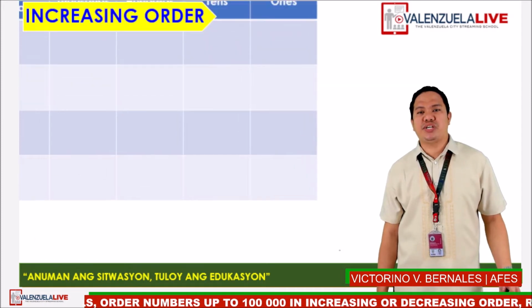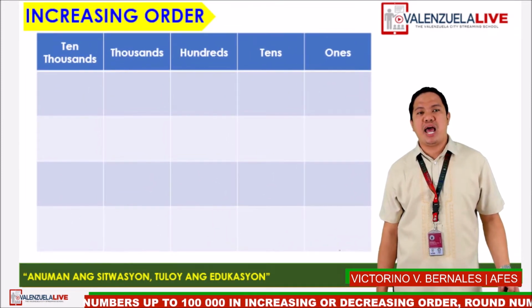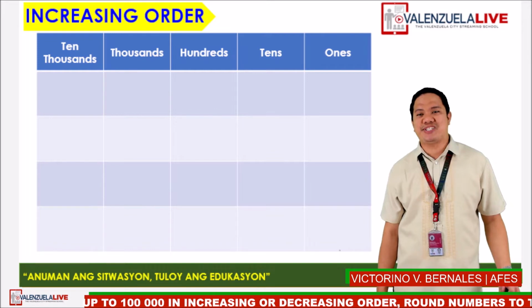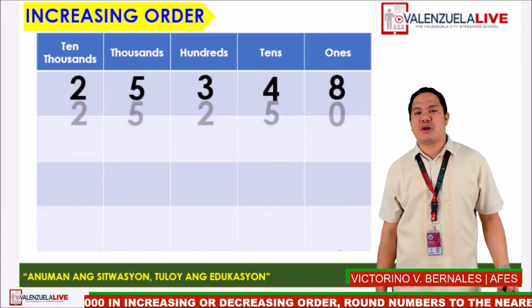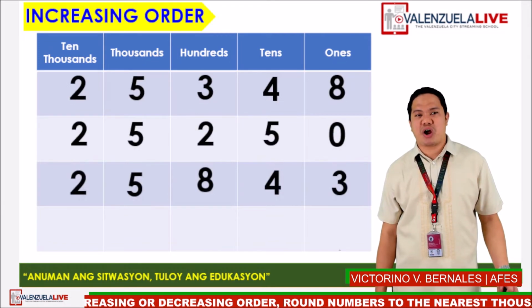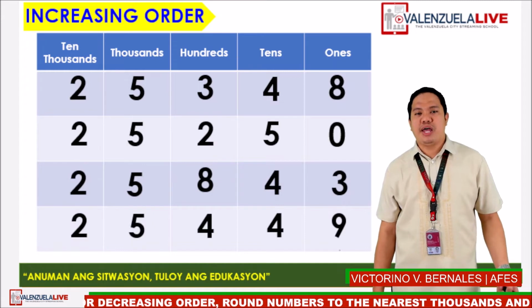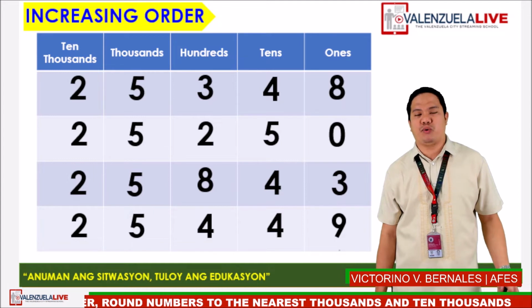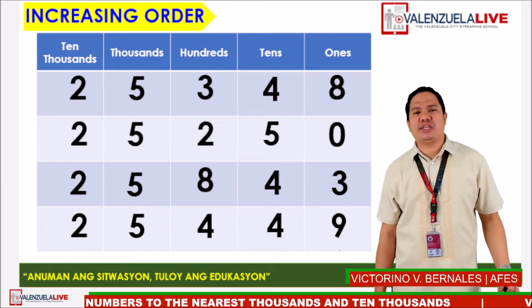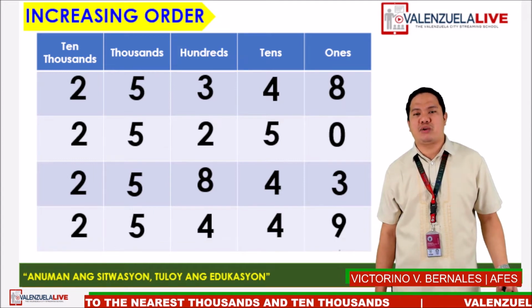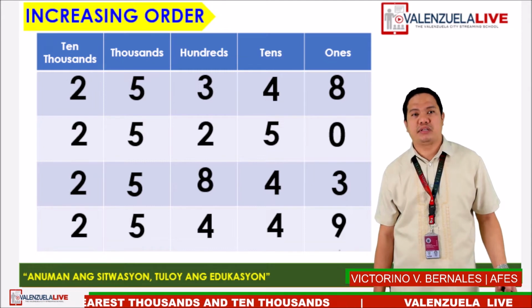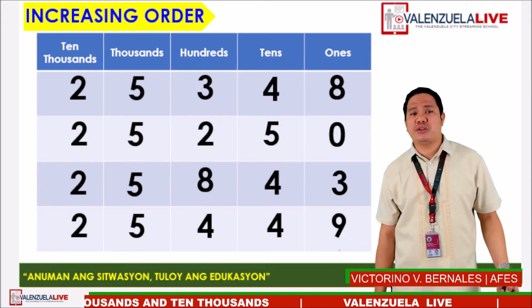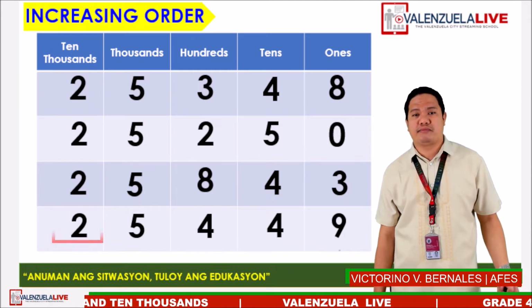To arrange these numbers in increasing order, like in comparing numbers, we have to place all the numbers in a place value chart. Then, we have to compare them according to their place value. Are all the digits under the same place value the same or not?